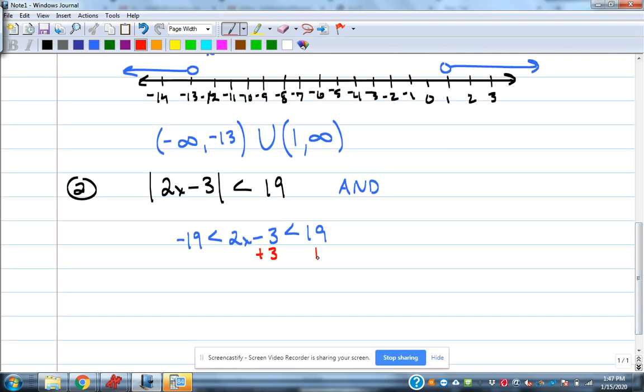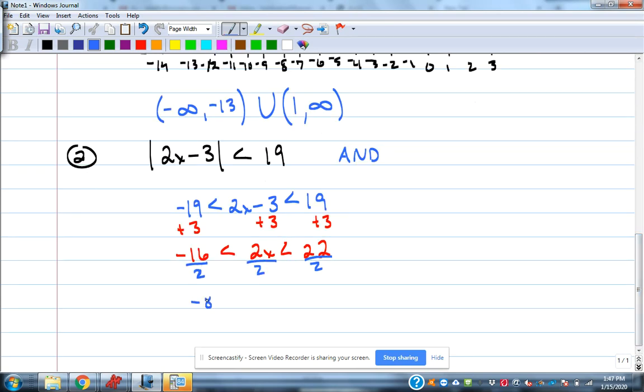Now, how do we solve that problem? Plus 3 on both sides. So that's going to be negative 16 is less than 2x is less than 22. Divide everybody by 2. We get negative 8 is less than x is less than 11.